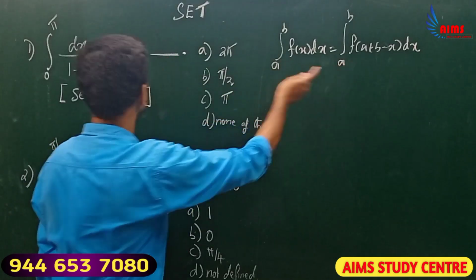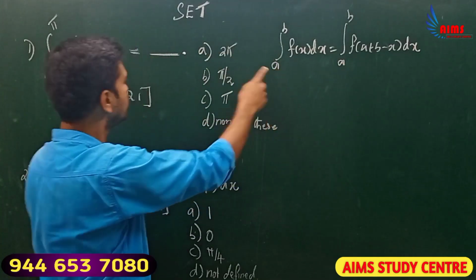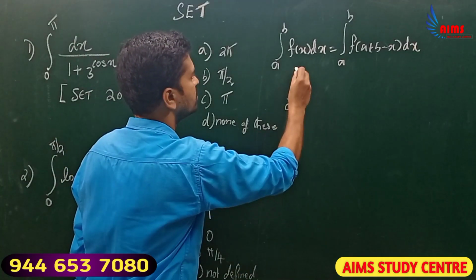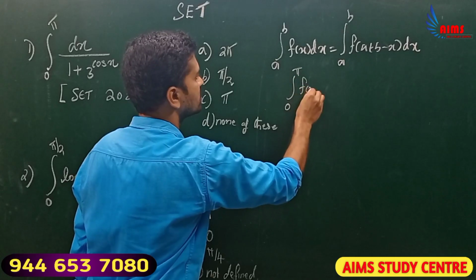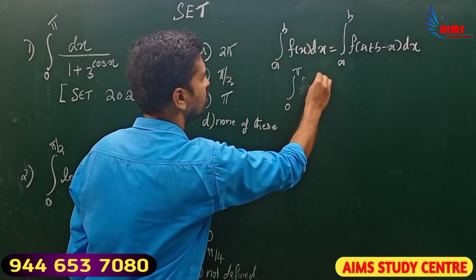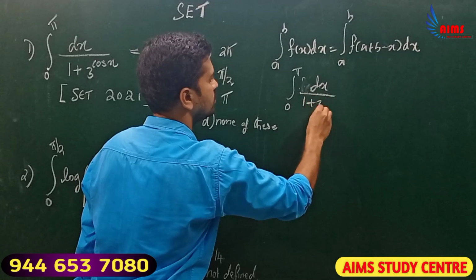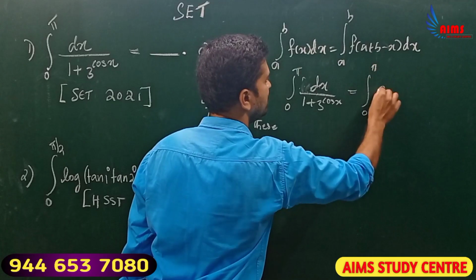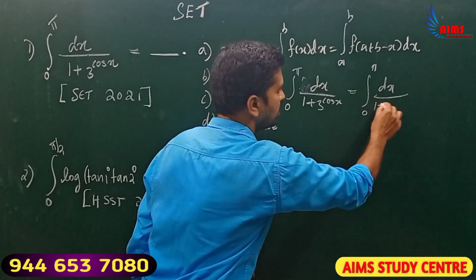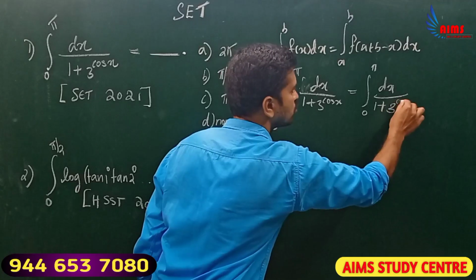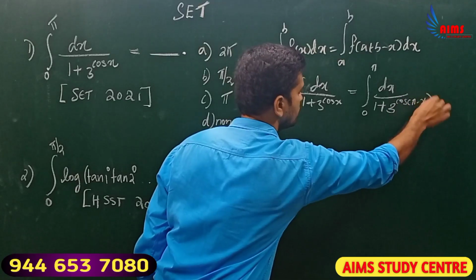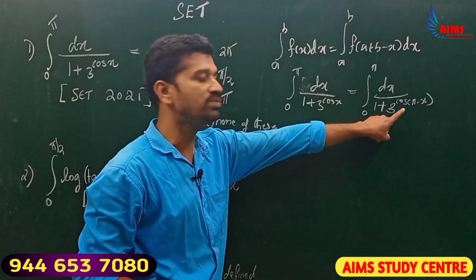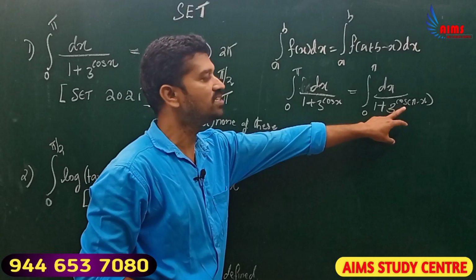When we convert this into this integral, here a is equal to 0 and b is equal to pi. So the question will become integral 0 to pi f of x dx, that's dx by 1 plus 3 raised to cos x, which is equal to integral 0 to pi dx divided by 1 plus 3 raised to cos of pi minus x. As I mentioned, if you don't know anything about trigonometry, you will be really in trouble to solve this particular problem. But in this case, it's a very simple result.